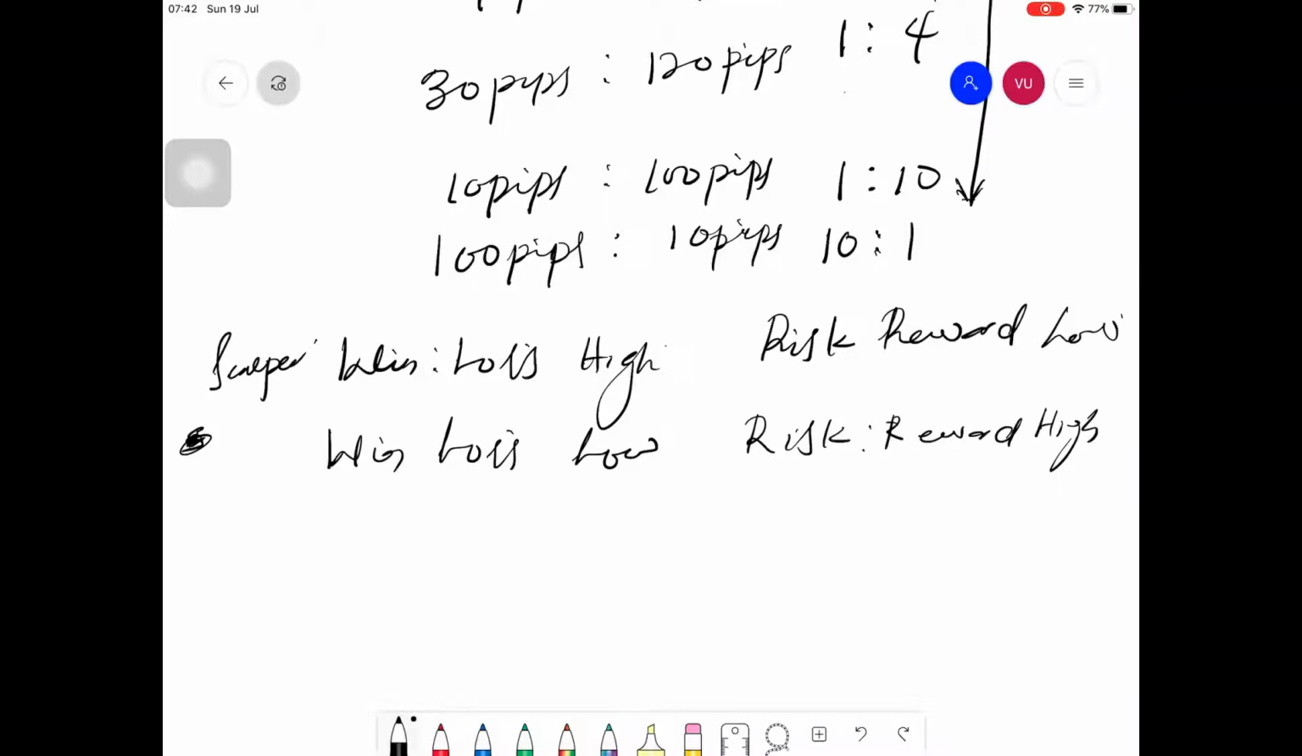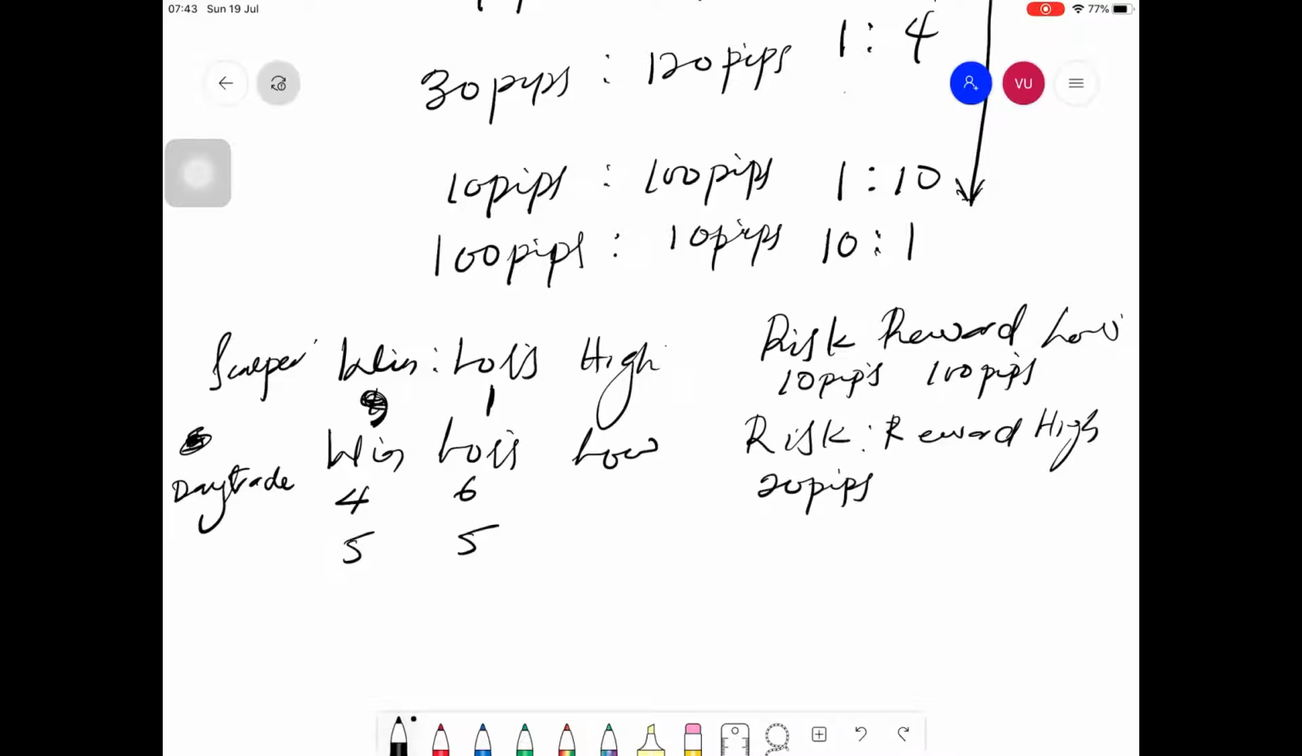So the scalper can take 9 wins and 1 loss, but he will win 10 pips and lose 100 pips. While the day trader can win, let's say, 4 or 5 and lose 5 or 6, and for risk, he can risk 20 pips, but the power in this is that they make their take profit higher. So he can do 2 to 1, a reward of 40 pips take profit, or in this case 20 pips stop loss times 4, 80 pips take profit.